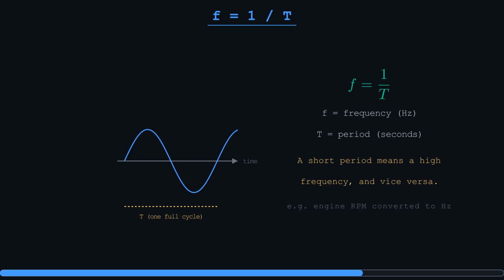Frequency is how many complete cycles happen per second, measured in hertz, and it is the reciprocal of the period. f equals 1/T. A short period means the cycle repeats quickly, giving a high frequency. This relationship is used to convert an engine's rotational speed in RPM into a frequency in hertz for vibration analysis.